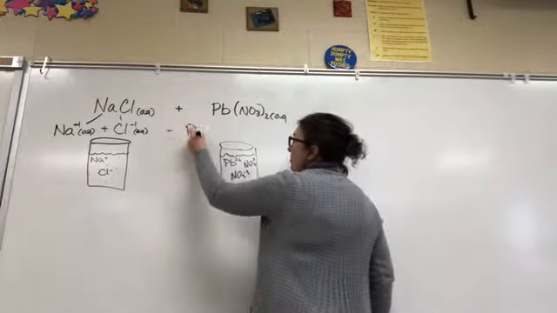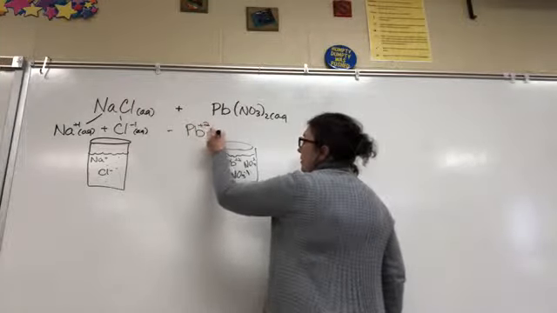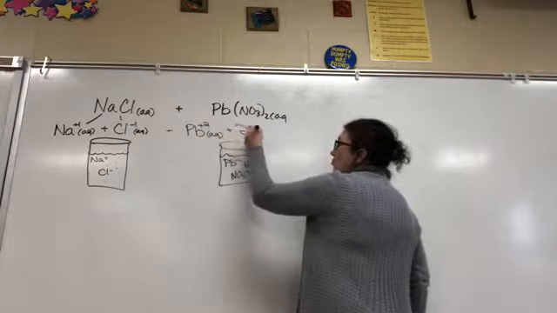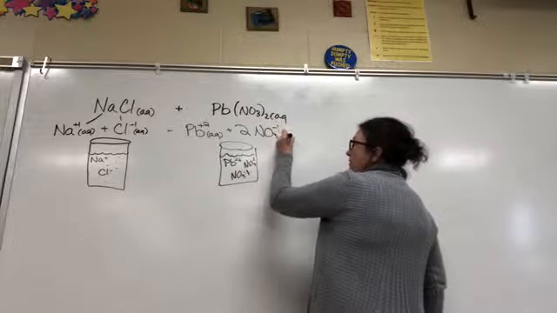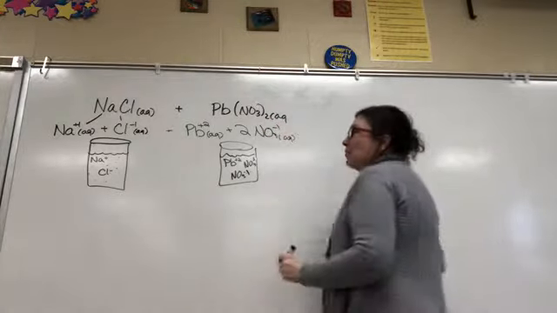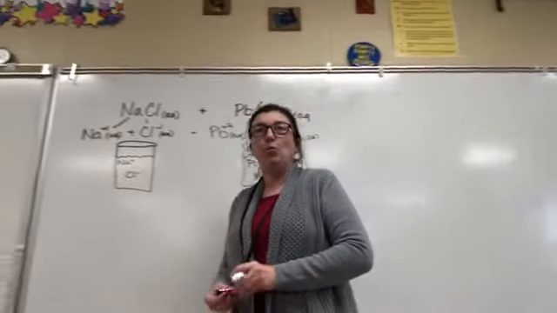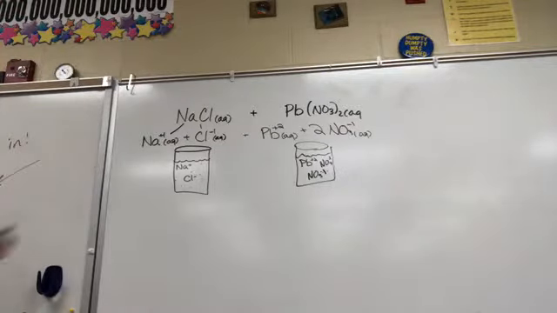So Pb +2 aqueous plus there's 2 nitrates, 2 NO3 -1 aqueous. This is what's happening in this reaction. Okay? We don't see this, but that's exactly what's happening. They are breaking apart into their ions.